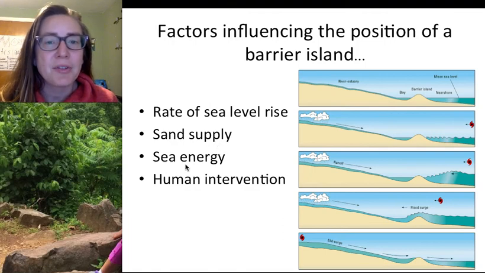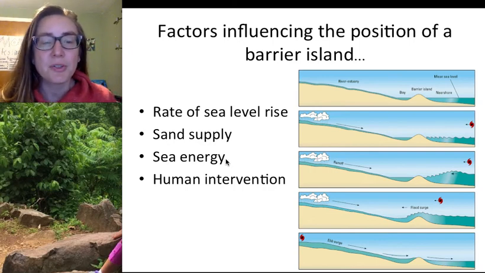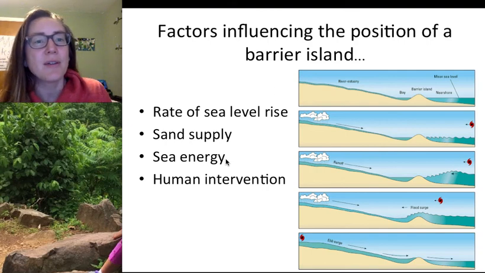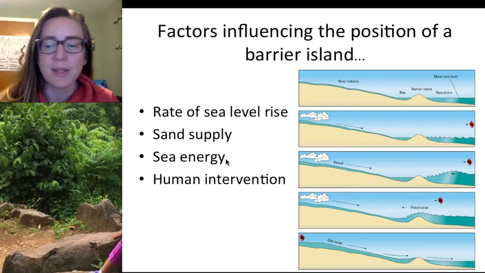And sea energy. So, if we think again about global warming, the warmer that systems are, the more they move, they're just going to have more potential energy. So, therefore, the sea energy could be attributed to our intervention and what we are doing to our planet.